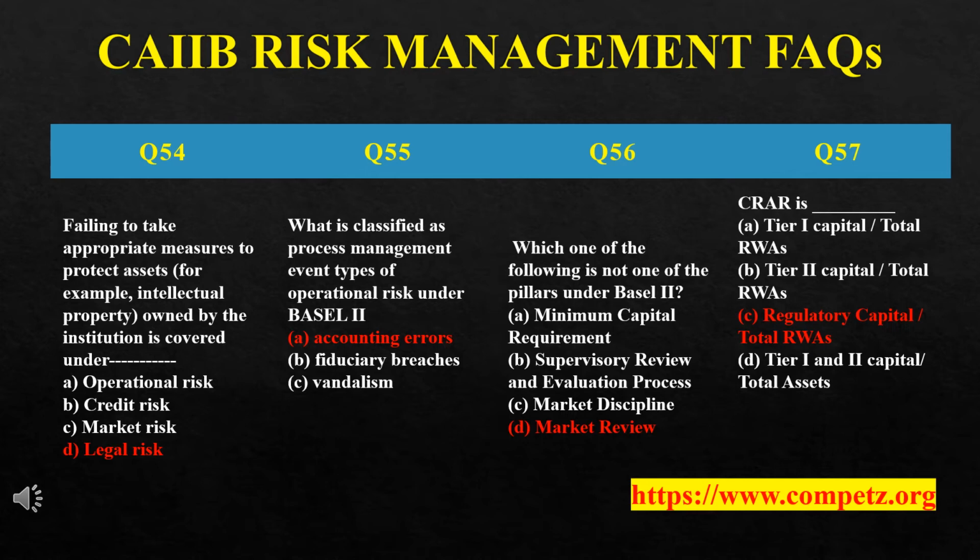The next question. Which one of the following is not one of the pillars under Basel II? Minimum capital requirement, supervisory review and evaluation process. These are part of the Basel II pillars. So the question is which is not. Market discipline is also there. Market review? No. So the answer is D. Market review is not there. The three pillars under Basel II are the minimum capital requirement, supervisory review and evaluation process, and market discipline, not market review.